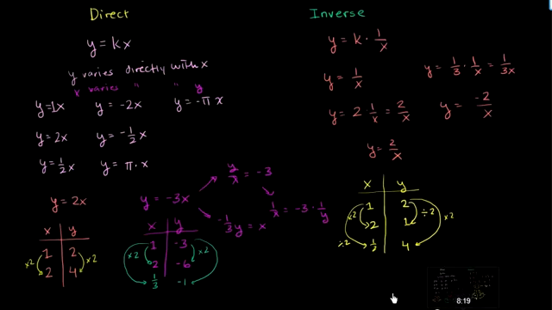So here we're multiplying by 2. And once again, it's not always neatly written for you like this. It can be rearranged in a bunch of different ways, but it would still be inverse variation as long as they're algebraically equivalent.